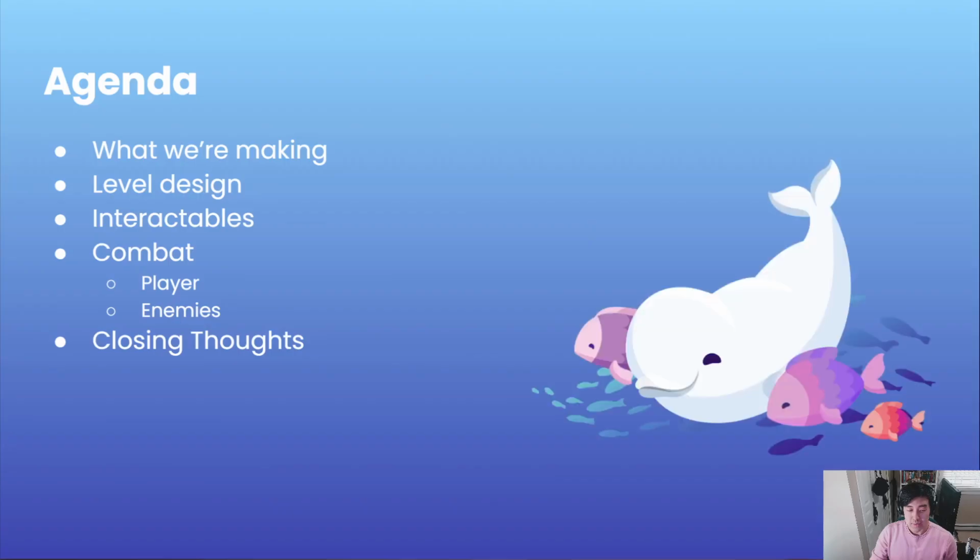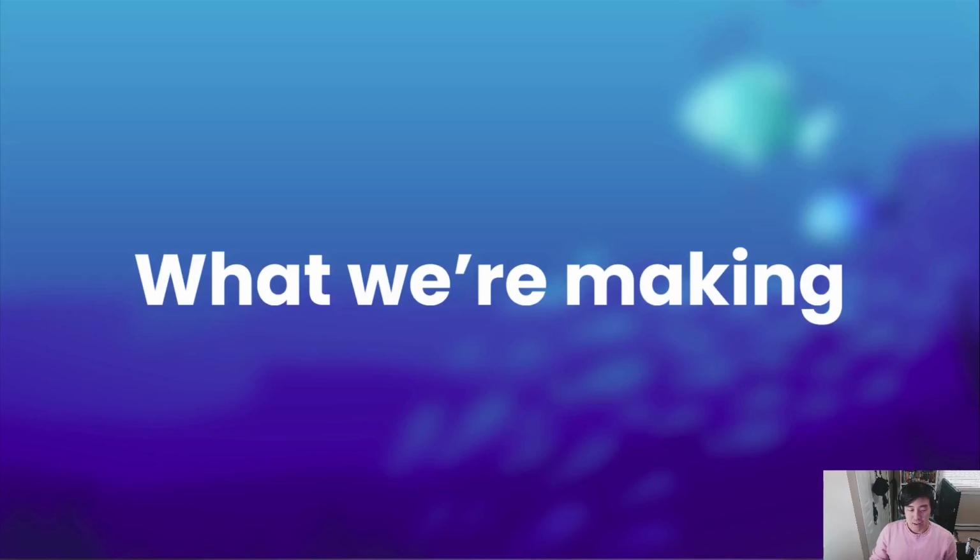So our agenda today is going to look like this. First we'll show off a little bit of what we're making, the game that we'll be building. And then we'll go straight into level design. We'll build a simple level. We'll create some interactables such as opening doors or moving platforms, health kits, etc. We'll go into some combat, like healing the player, damaging the player, and we'll bring in some enemies. And then we'll have some closing thoughts about continuing on with using Unity and how to get started with all of that. So first off, let's take a look at what we're making.